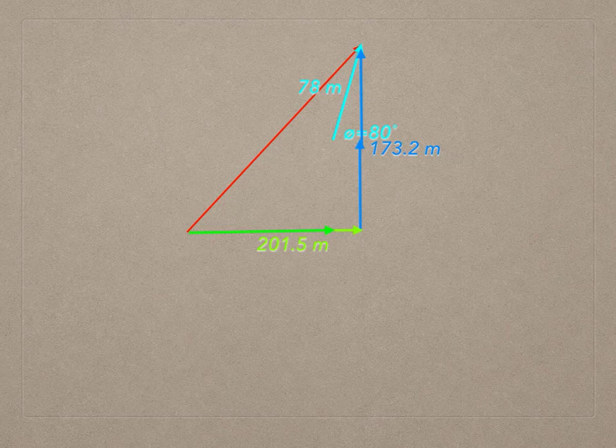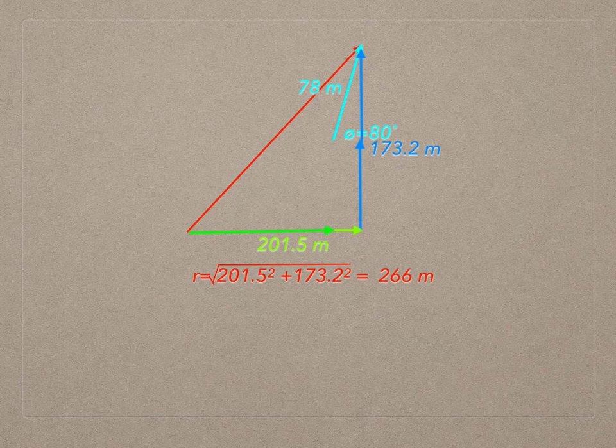Now notice that we're dealing with a right triangle. Now all of our other tools are useful again. We can use the Pythagorean theorem to figure out the magnitude of the resultant vector. We can use one of the trig laws to figure out the angle it's pointed. So for the magnitude, that's just the square root of 201.5 squared plus 173.2 squared. Pythagorean theorem. That resultant is 266 meters long.